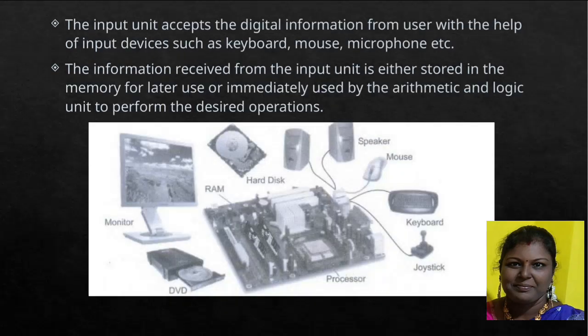Let's talk about the input unit. It's where everything starts. This unit takes in digital information from us, using devices like keyboards, mice, or microphones. Once the input unit receives this data, it has 2 choices. It can either store the information in memory for later, or send it straight to the arithmetic and logic unit. That's where the real processing happens, performing the operations we need right away.